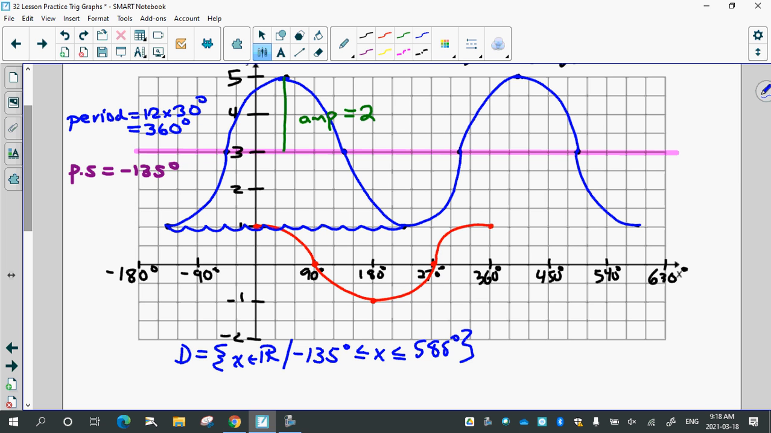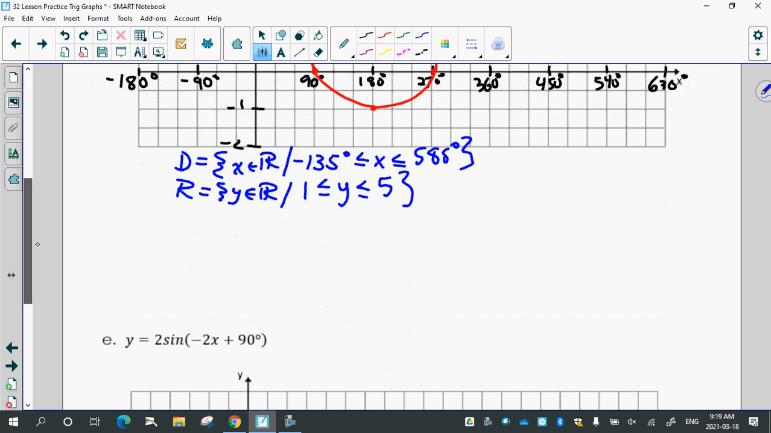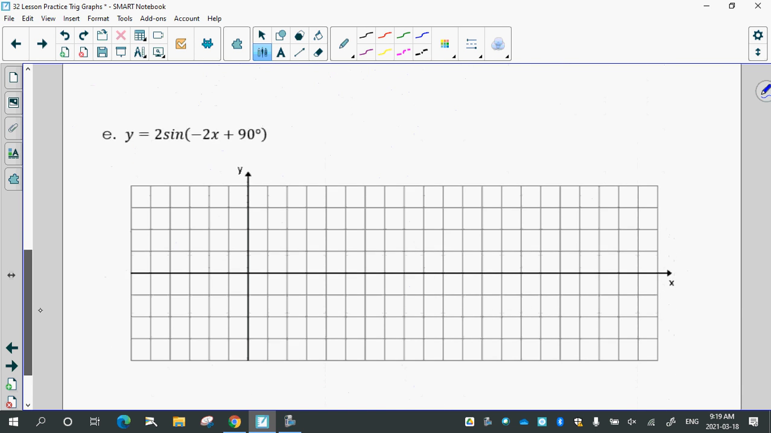And then the range, lowest to highest. So the lowest I go is 1, and the highest I go is 5. Okay, so do the scale for the next one and the parent.